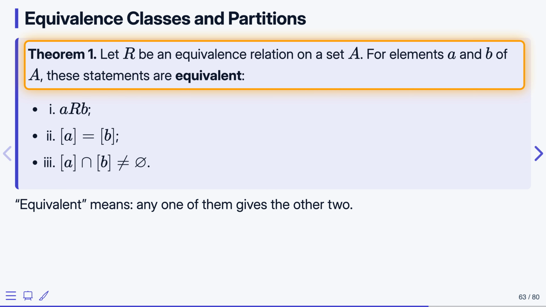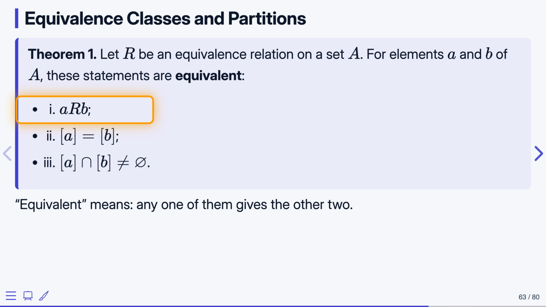Theorem 1. Let R be an equivalence relation on a set A. Take any 2 elements A and B. This theorem says 3 statements mean the same thing. Statement 1. A is related to B. Statement 2. The class of A equals the class of B. Statement 3. The class of A and the class of B share at least one element.